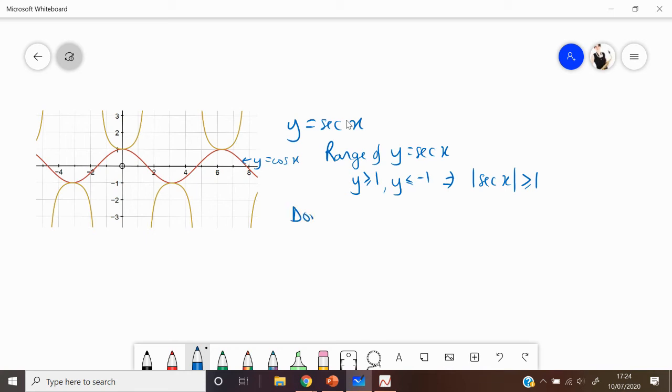Okay, and if I have a think about the domain, or any values of x for which this is not defined, it's not defined at any point where cosine had a 0, had a root. So my x can be any real number except, so x does not equal pi over 2 plus n pi. Okay, so there's my domain and my range of sec and cosec.